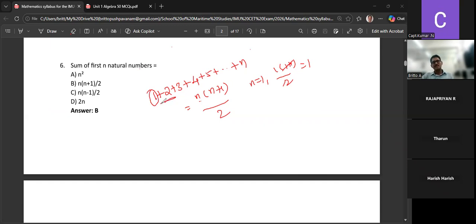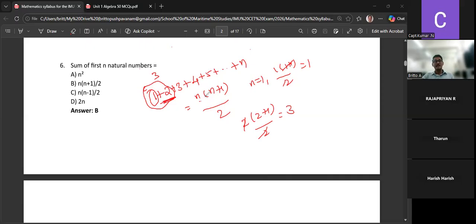Suppose you are finding the sum of the first two terms. You put n equal to 2 into 2 plus 1 divided by 2. The 2 cancels, so you get 3. The sum of the first two terms is 1 plus 2, which is 3, right? This is the method used in the mathematical induction principle. From the mathematical induction principle only, we derive this formula.